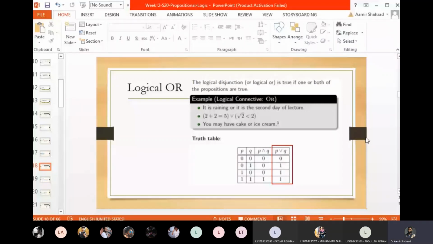Third one is interesting. You may have cake or ice cream. If you are a logician, you follow the logic, then you have a choice. You can take cake, you can take ice cream, and you have the option. You can take both cake and ice cream, because this is the OR operator. If you are thinking according to logic, according to discrete math, according to computer science, yes, you are allowed to take both cake and ice cream.